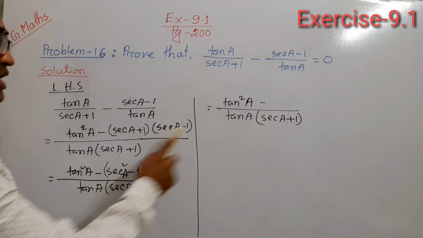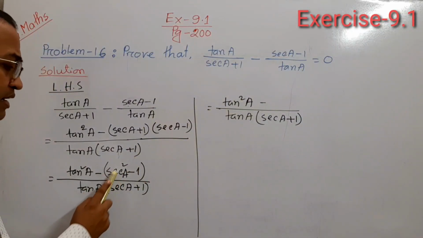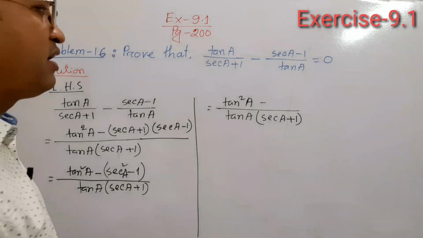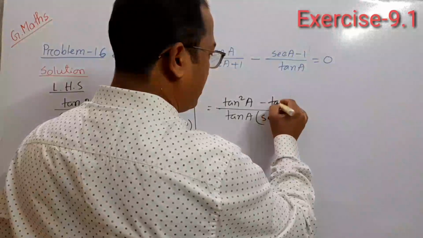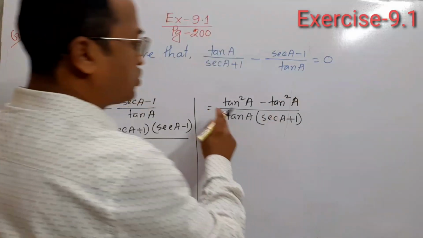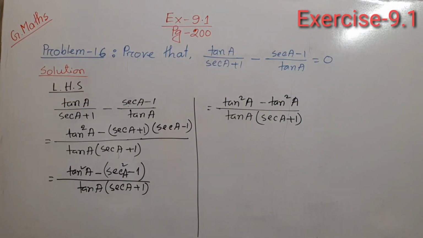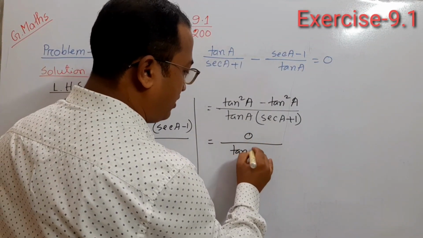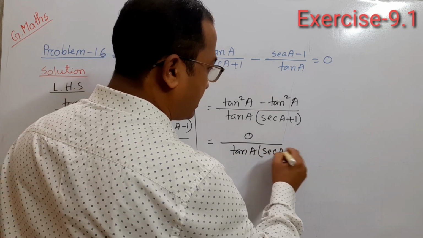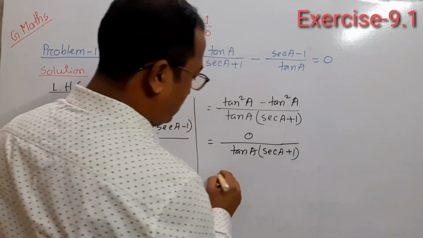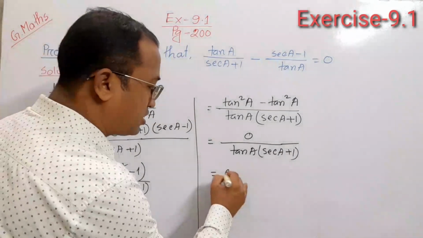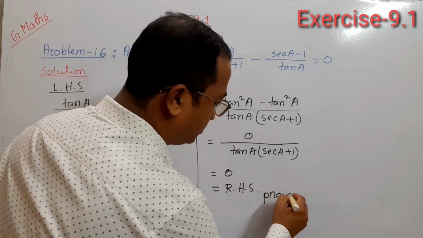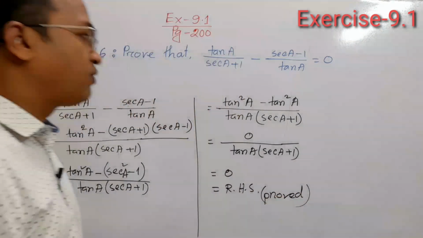Tan square A minus, now sec square A minus 1, we know this is tan square A. So if you minus tan square A from tan square A, it becomes 0. 0 by tan A (sec A plus 1), and we know 0 by something is 0, that is right hand side proved. So easily we can prove this.